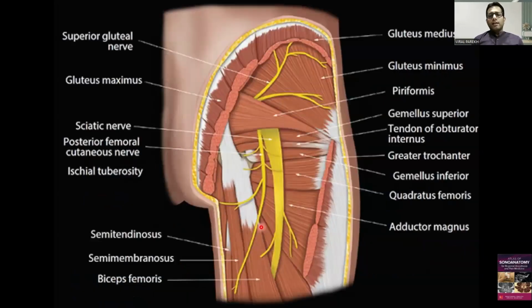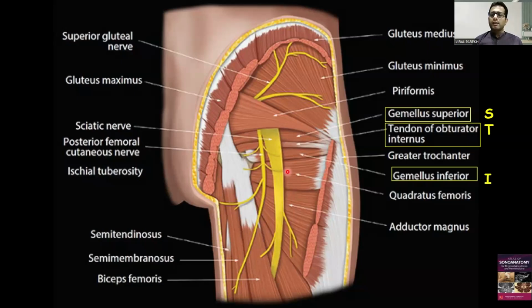This is the cut section of the posterior thigh, showing the relationship of the sacral plexus. This is the gluteus maximus, which is posterior, which has been dissected and cut. This is the piriformis, and anterior to the piriformis, the sacral plexus lies on the bed of four muscles: the superior gemellus, the tendon of obturator internus, inferior gemellus, and the quadratus femoris. We can remember this by the acronym STIF.